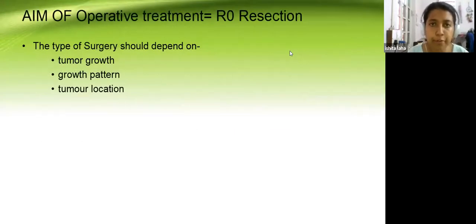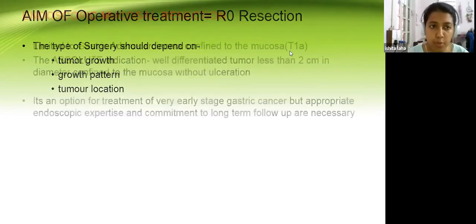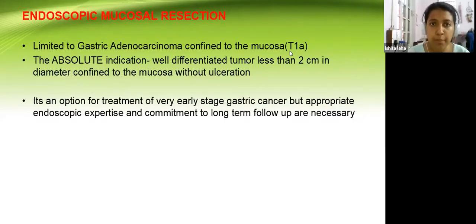The aim of operative treatment is always an R0 resection, and the type of surgery we want to perform always depends on the tumor growth pattern and the tumor location. Endoscopic mucosal resection is an endoscopic approach for very early cancer like T1a lesions, and the absolute indication of EMR is a well-differentiated tumor less than 2 centimeter in diameter confined to the mucosa without ulceration. The indications can be expanded as well.